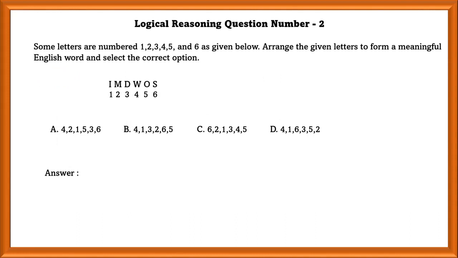Some letters are numbered 1, 2, 3, 4, 5 and 6 as given below. Arrange the given letters to form a meaningful English word and select the correct option. Wisdom is the word formed and the option is D.